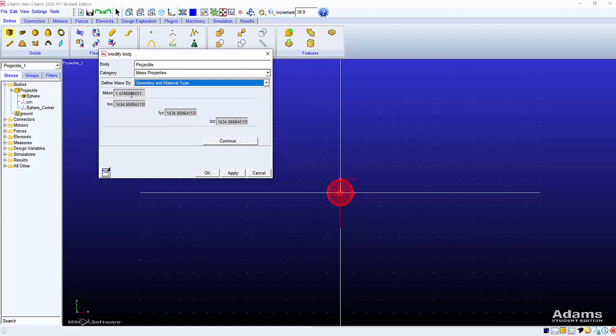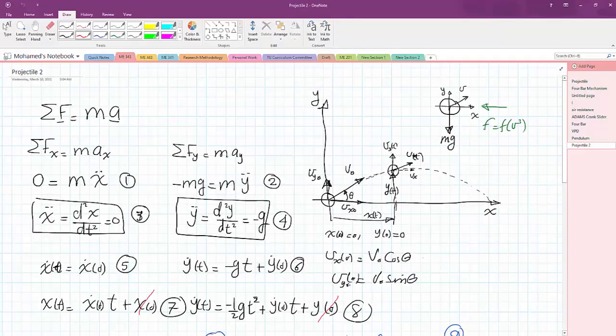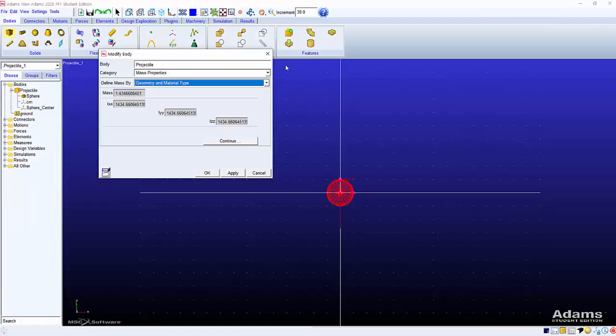So now we have created the mass and the inertia of our part, and this is very important. If you don't have mass in your system, then go back to the equations. If the mass is not defined, if the mass is 0, then when you divide this equation by the mass, you will get x double dot equal to infinity, and this will cause problems for your Adams model. So every part in your model has to have mass and inertia.